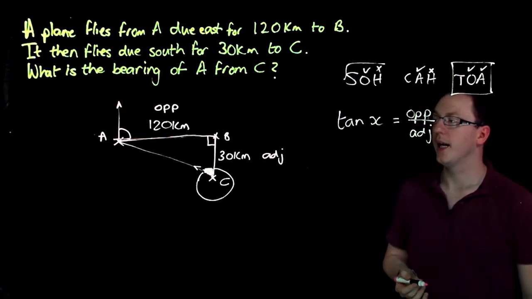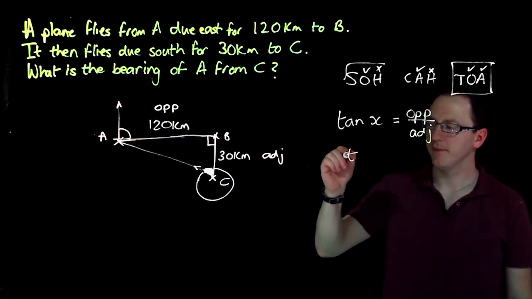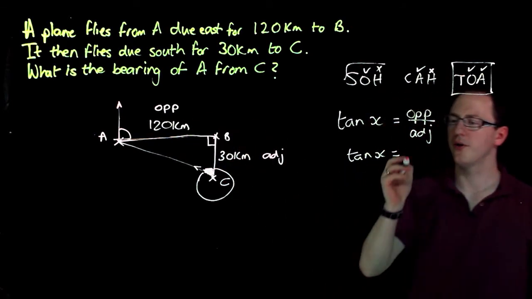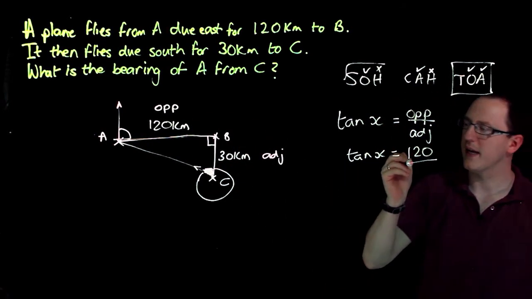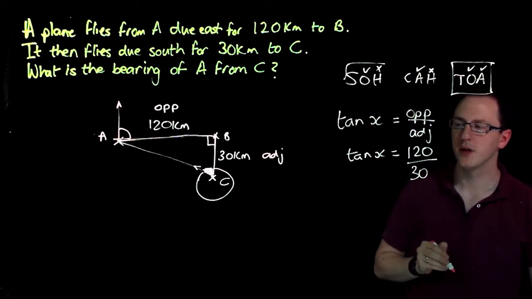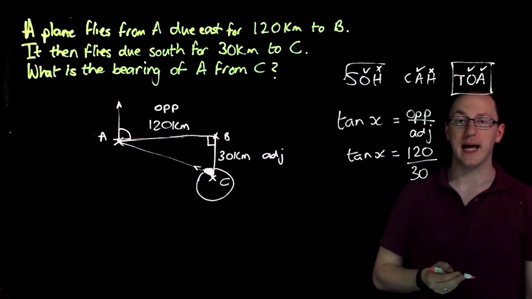So I'm going to substitute in. I've got tan of our angle equals the opposite. In this case, that's 120, divided by the adjacent. In this case, that's 30. So I want to find out my angle x.